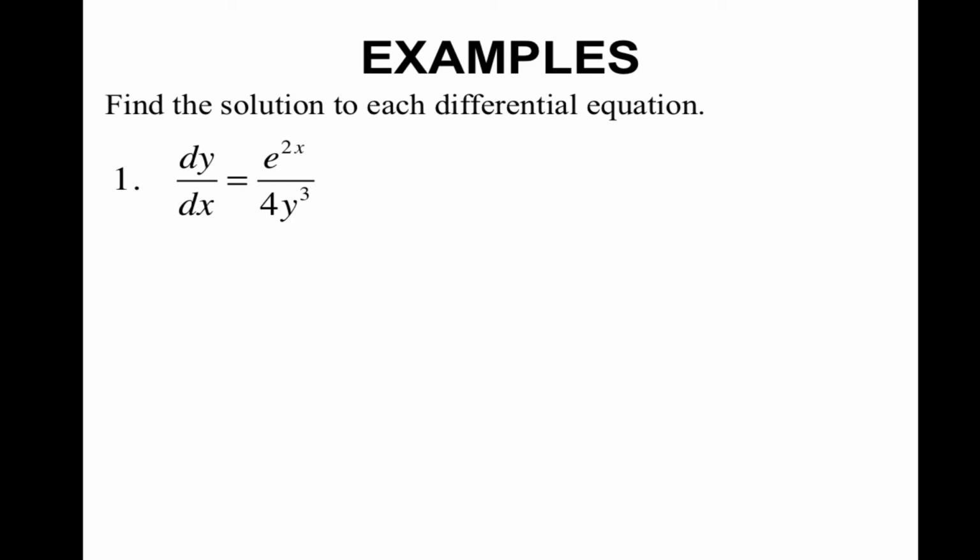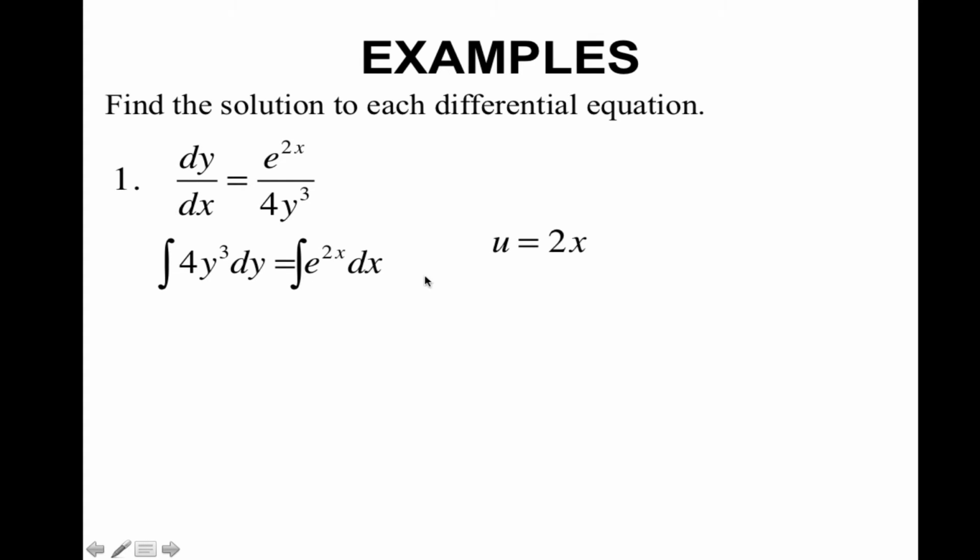All right, so we want to find the solution to dy/dx is equal to e to the 2x over 4y cubed. So the first thing I'm going to do is get one side where all the y's are and one side where all the x's are. Then I'm going to integrate both sides. So on the left-hand side, I'm going to integrate in terms of y, and on the right-hand side, I'm going to integrate in terms of x.